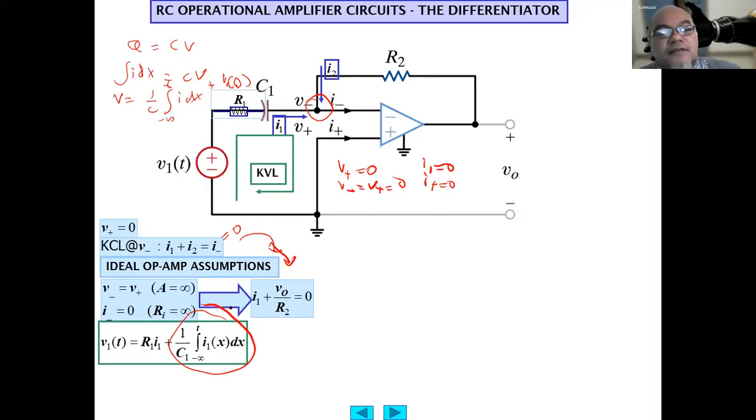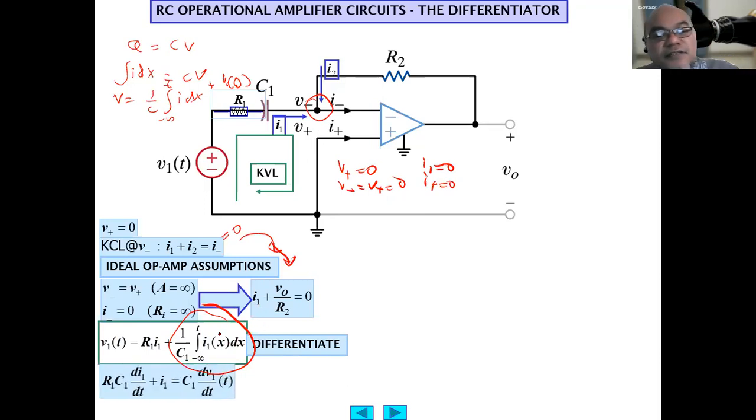Using KVL, V1 equals R1 times I1 plus 1 over C1 times the integral of I1 dx from minus infinity until t. And there is no voltage here, right? Because V minus equals V plus, and V plus equals 0. So this one is 0 plus 0. There are no other terms in this KVL.